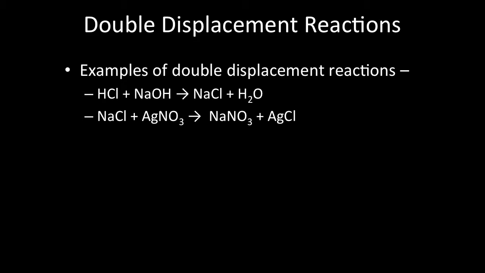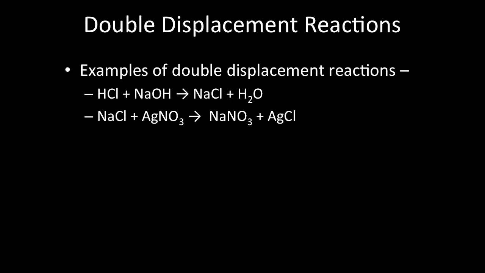So basically, let me give you an example. Hydrochloric acid and sodium hydroxide react to form sodium chloride and water. So what's happening in this reaction is that sodium takes the anion of hydrochloric acid, which is chlorine, and makes sodium chloride, okay? And then the hydrogen takes the hydroxide from the sodium hydroxide and forms water. HOH react to form water, H2O.